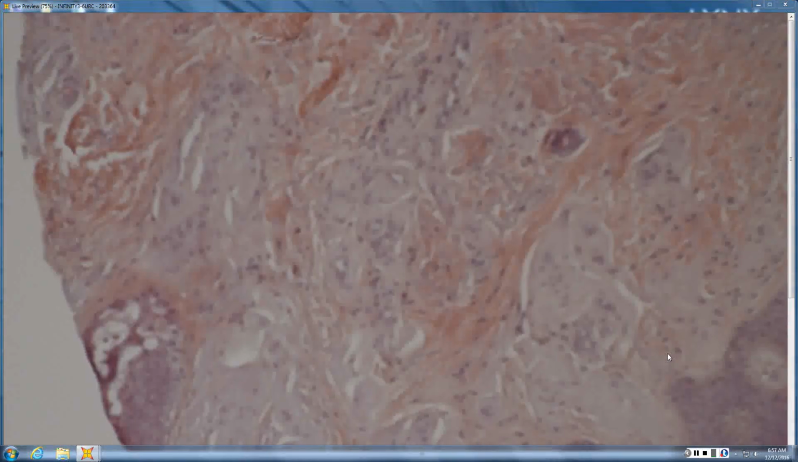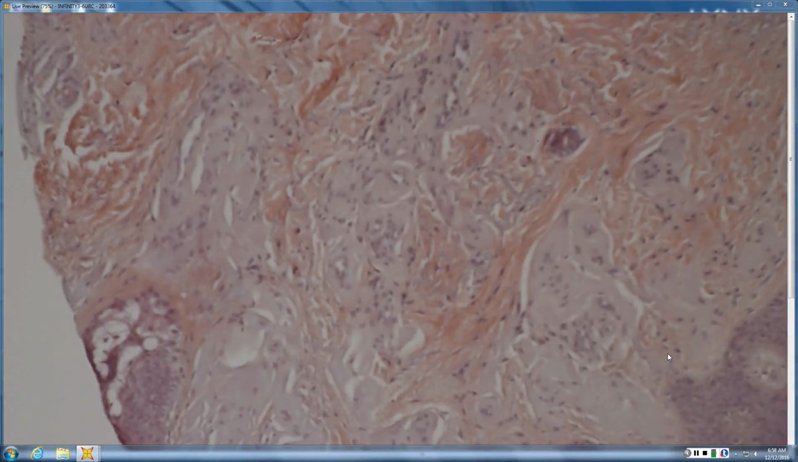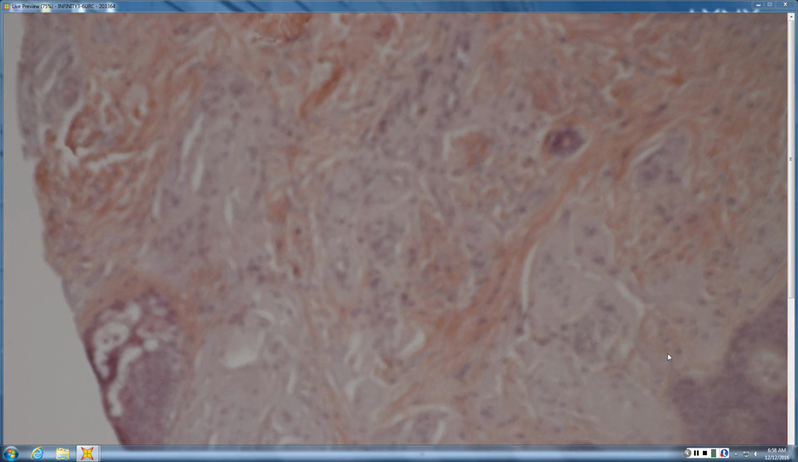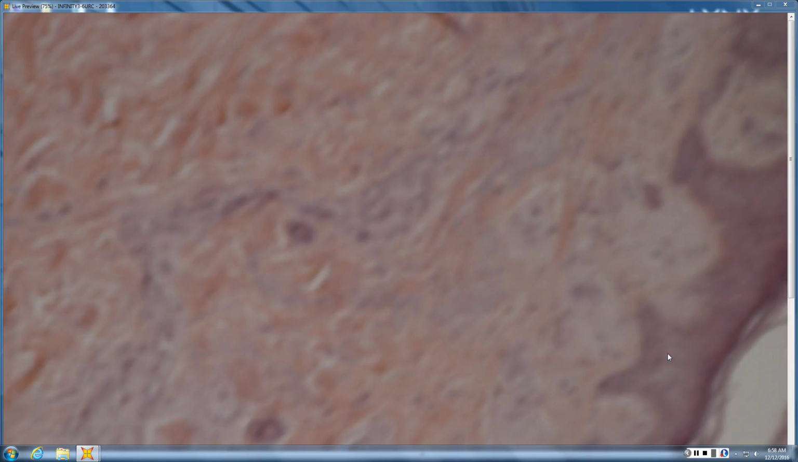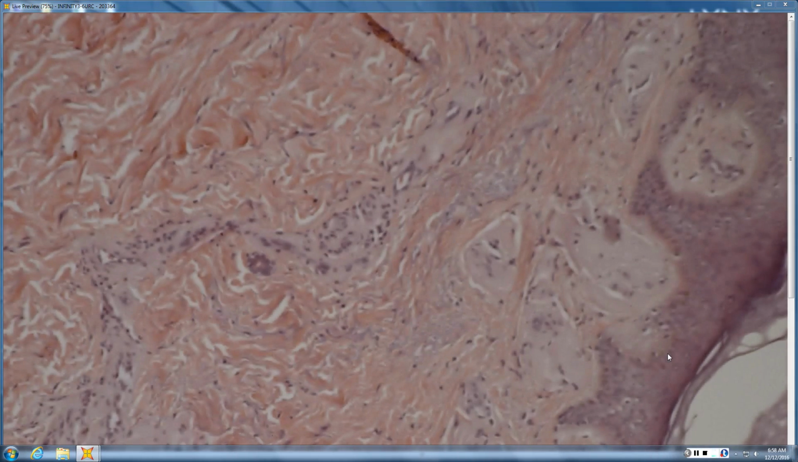What does that make you think of? Amyloid. Good. And what type of amyloid? What else is going on that gives you kind of a hint? What does your stratum corneum look like? Thickened, so hyperkeratotic. What does your epidermis look like? Acanthotic. So hyperkeratosis, acanthosis, plus what's probably amyloid tells you what? So lichen amyloidosis. Good.